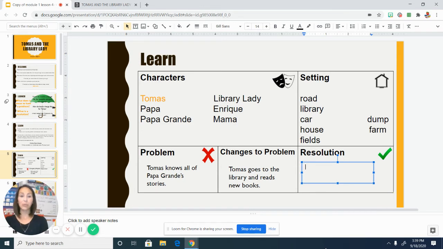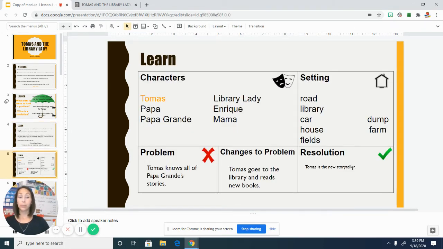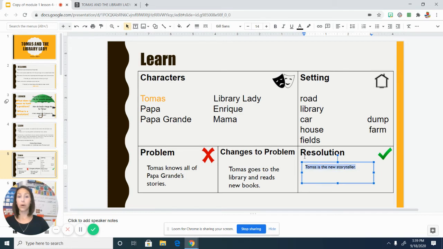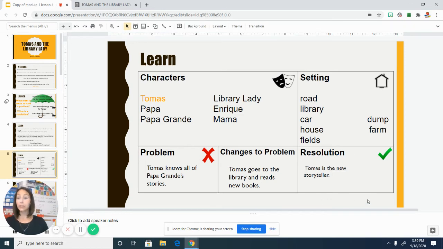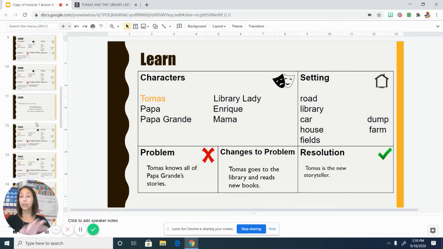All right, so our resolution, or how the story is solved, is that Tomas is the new storyteller. And that has solved the problem of already knowing all of Papa Grande's stories. All right, excellent. So now we have our completed story map, and we can retell the story using these elements.